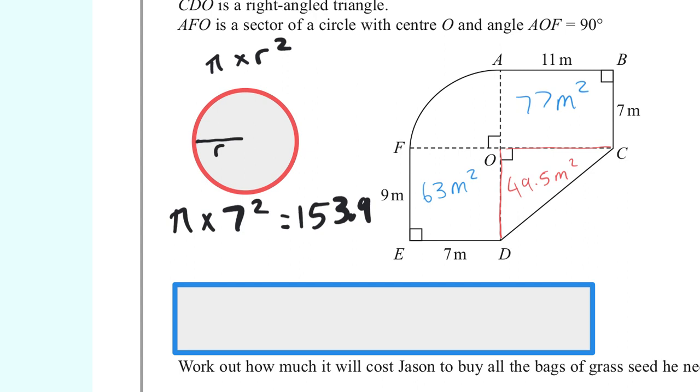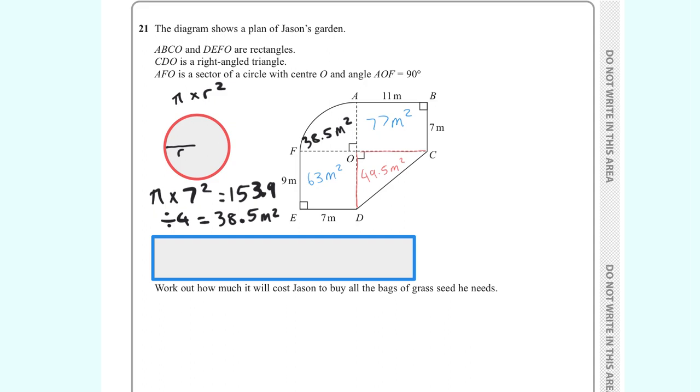Alright, but that's massive. That wouldn't even make sense for this little section here, would it? That's way too big. But it's a quarter of the circle. So if we've got the whole circle, we want a quarter, we need to divide that number by 4. Divided by 4, again, just use your calculator. You get 38.5 meters squared. Again, I'm just going to do to one decimal place. Alright, that is your whole area.